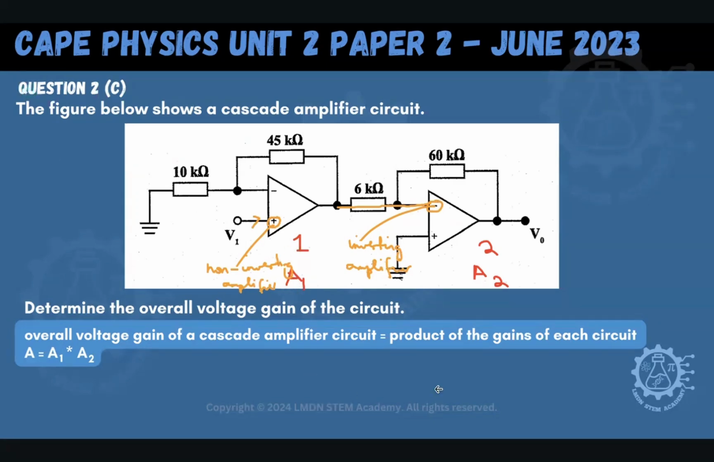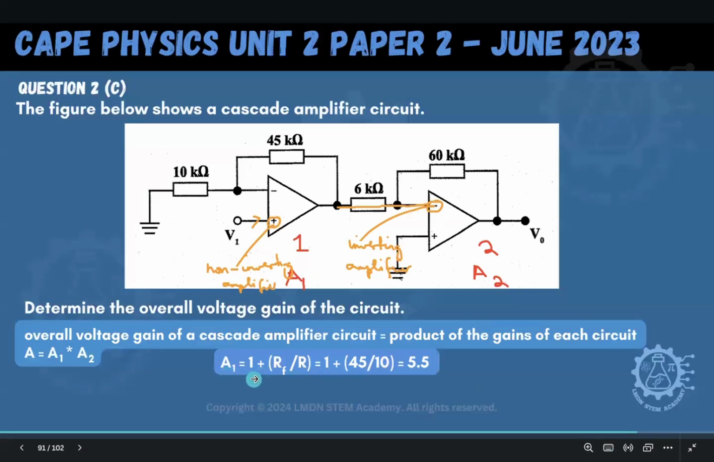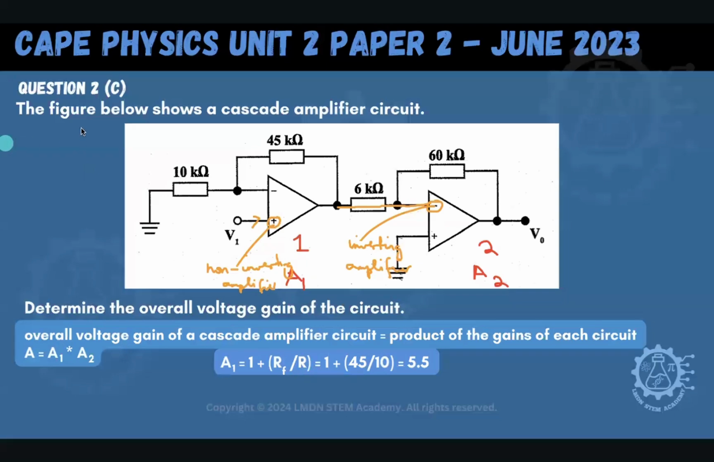So when finding the gain for a non-inverting amplifier, A1, we use the formula A1 = 1 + RF/R. My RF is this one here, the feedback resistor, the one that got fed back from the output. And this was my original resistor here, which we call R. So I do 45 over 10, and I come out with 5.5 when I add that to the 1. We have to do that in a non-inverting amplifier case. That's the formula. So we have the gain of one of them.